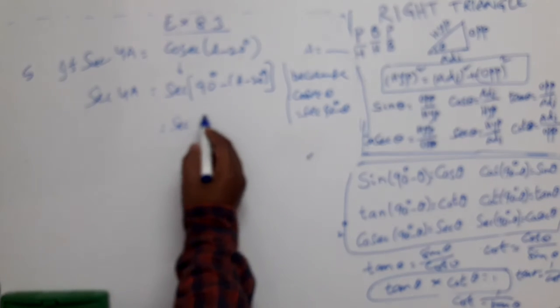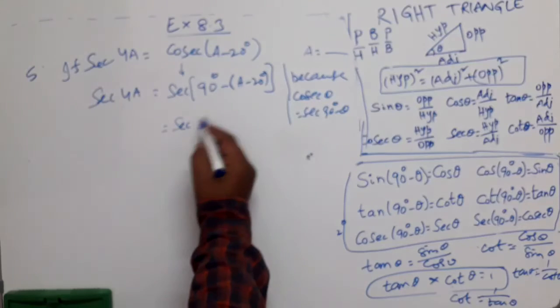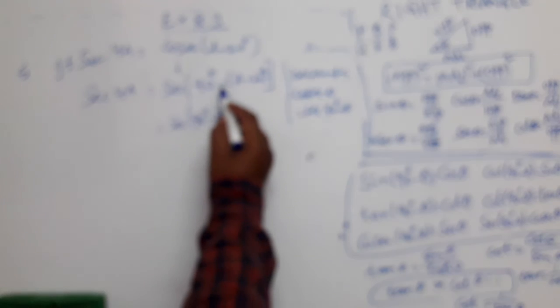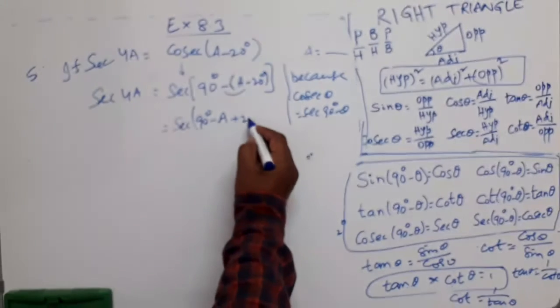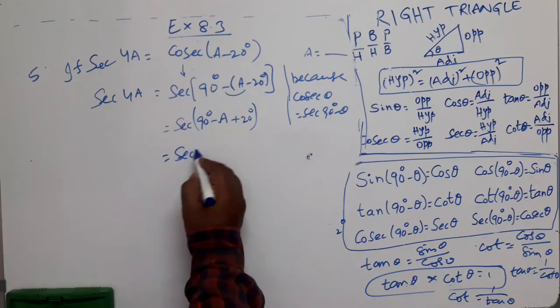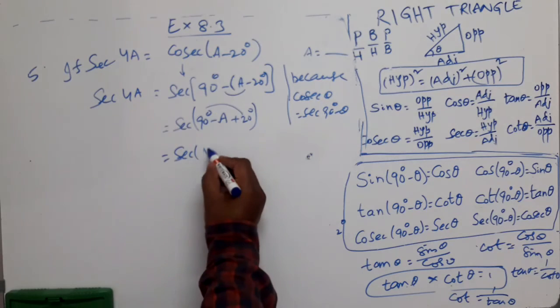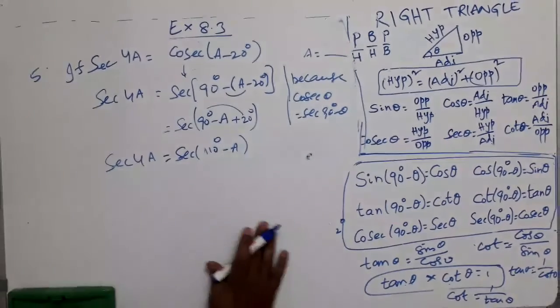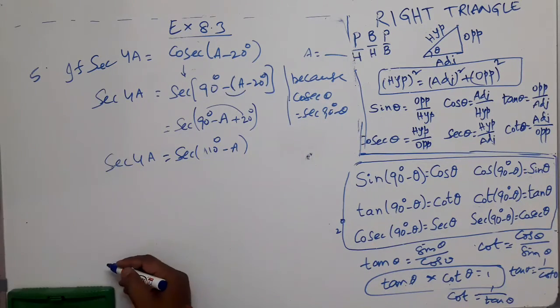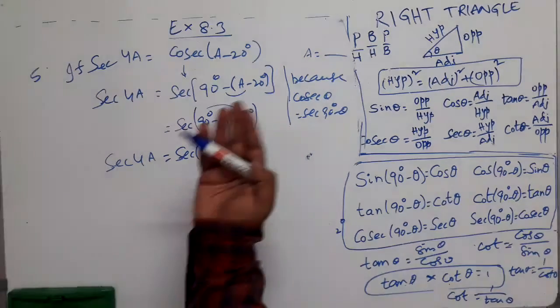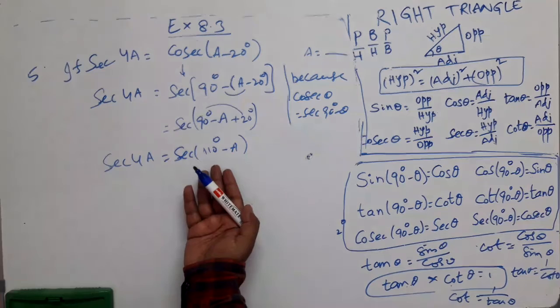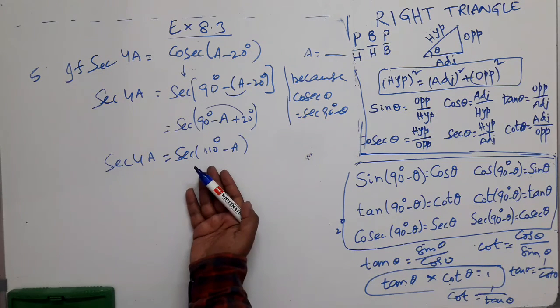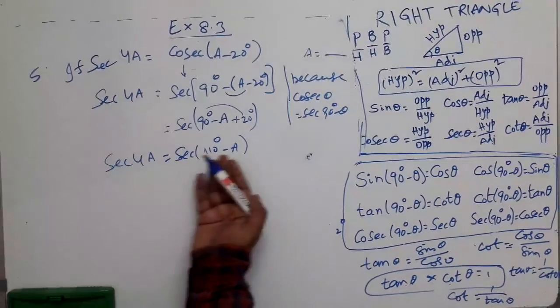So this is secant 90 degrees, I am expanding this bracket, 90 degrees minus a minus of minus plus 20 degrees. So this is secant 90 degrees plus 20 degrees, which is 110 degrees minus a. So what have you observed? Secant 4a is equal to secant 110 degrees minus a. Because it is mentioned 4a is an acute angle, you can say that 110 minus a is also an acute angle. These two are acute angles.